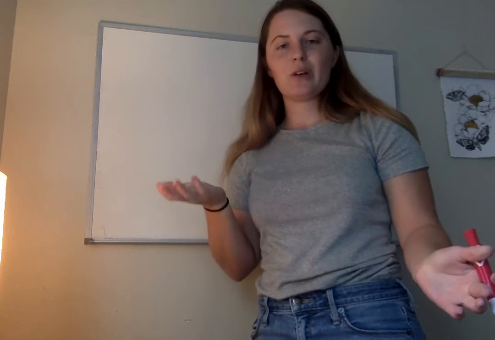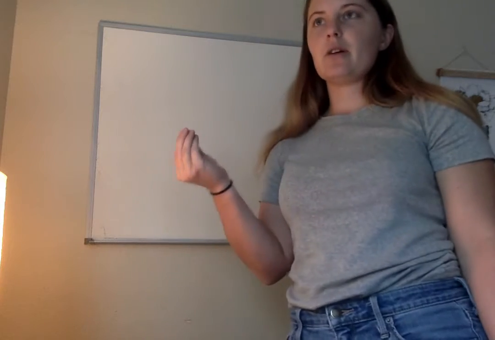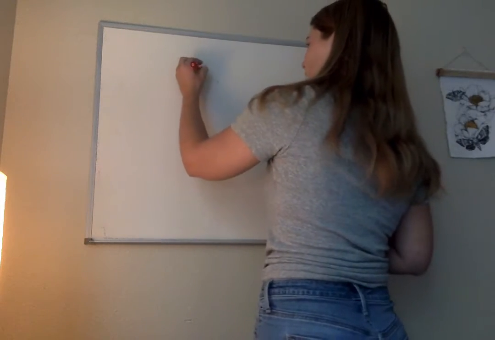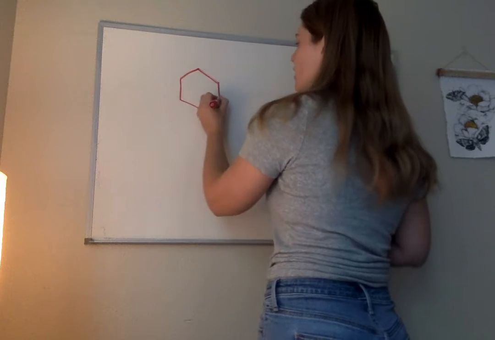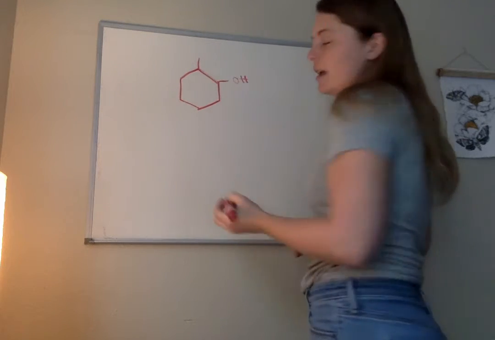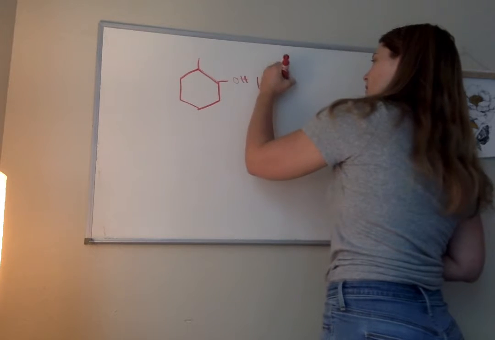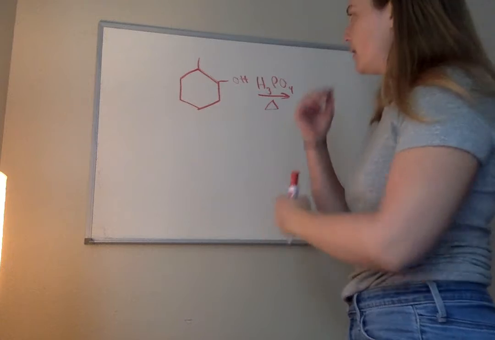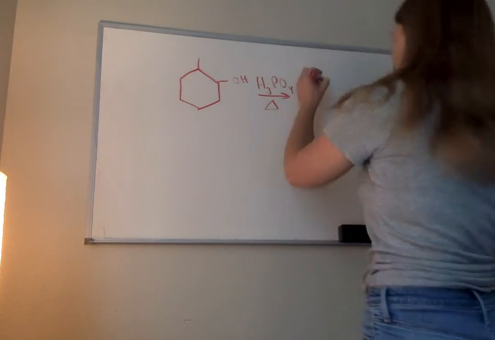Hi, this is the pre-lab lecture for the E1 lab for Chem 344. So what we're going to start with is this compound, this 3-methylcyclohexanol. Sorry, it's 3. And we're going to submit it to acid treatment, and this is going to produce a variety of alkene products.